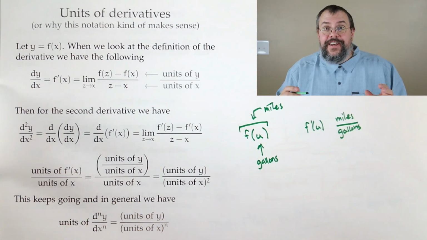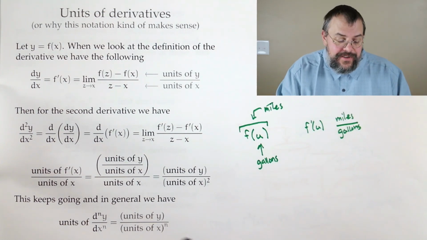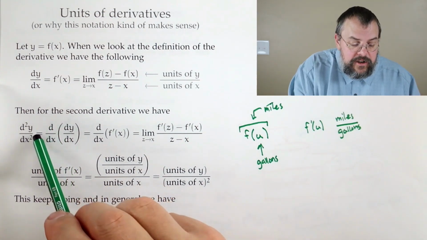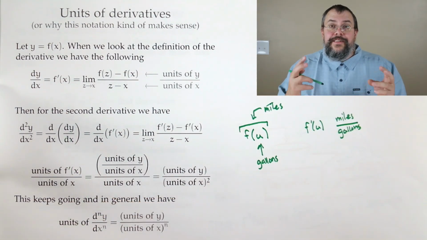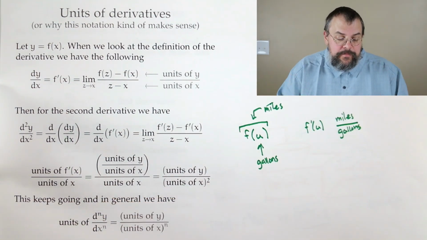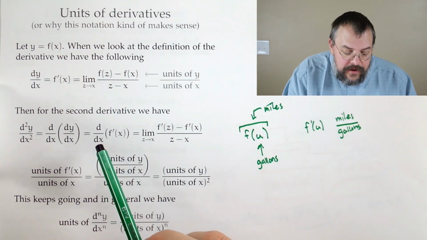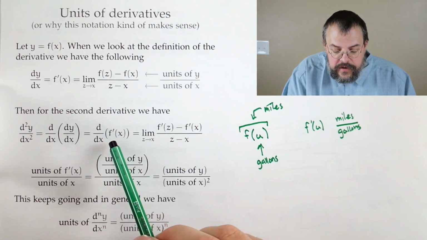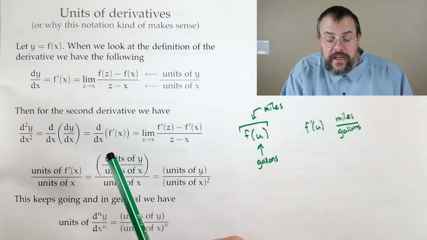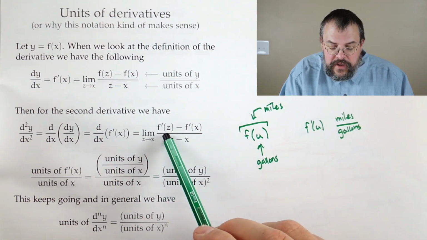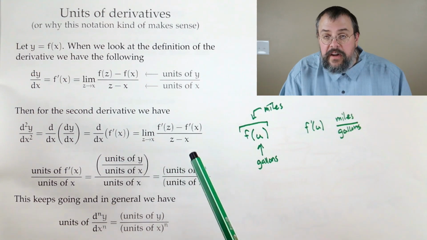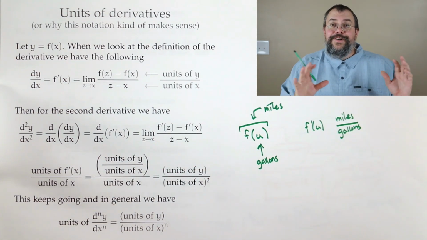Well, what is that thing? It's the derivative. So we can read it off: take a derivative of the derivative. Oh yeah, that's the second derivative. That's what it means. Of course, f prime of x is just another way of saying the derivative. So it's the limit as z goes to x of f prime of z minus f prime of x over z minus x. So far, no surprises.